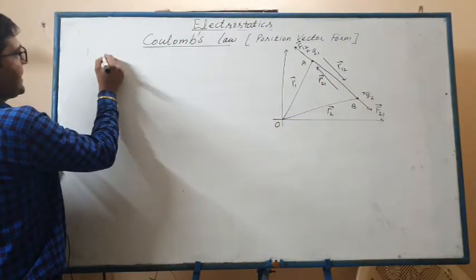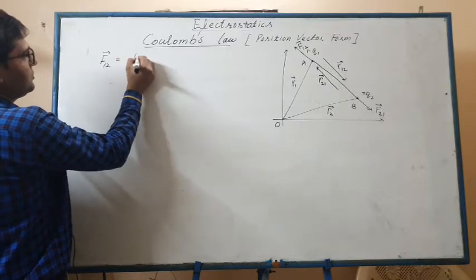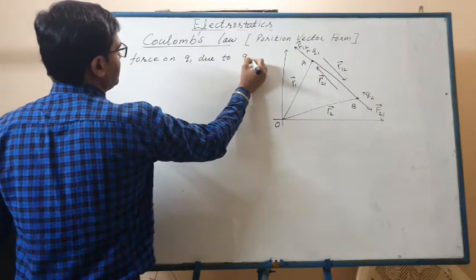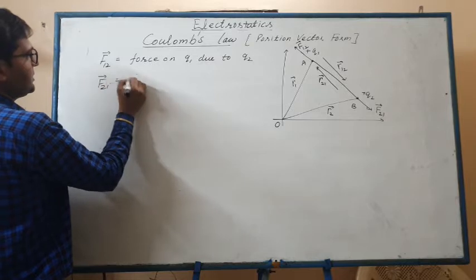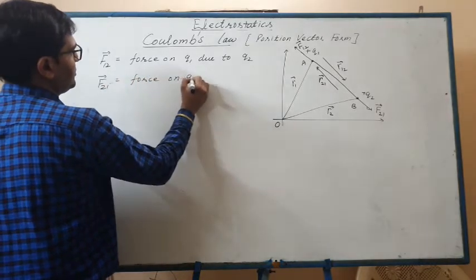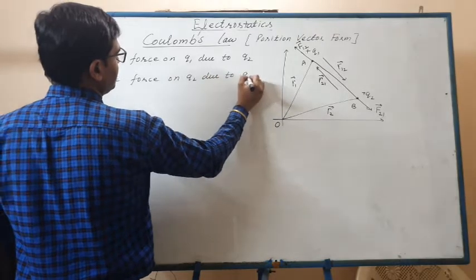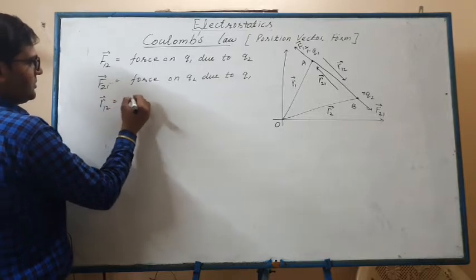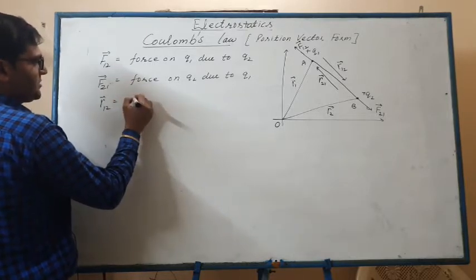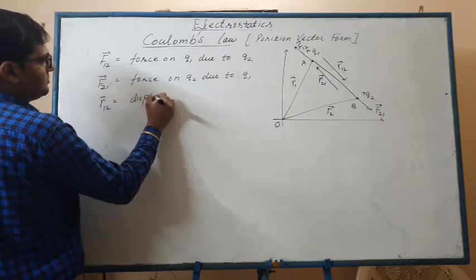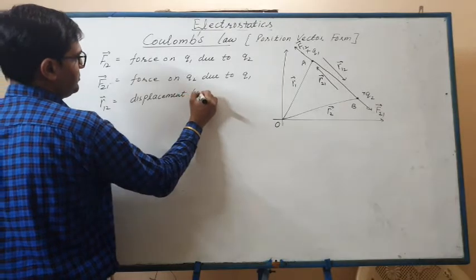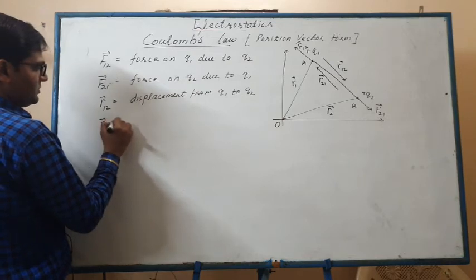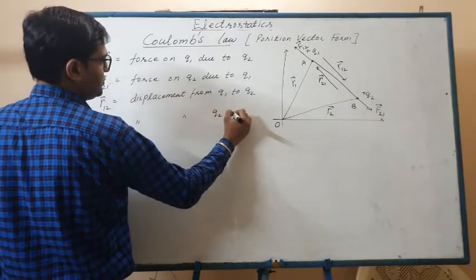So F12 is equal to force on Q1 due to Q2. F21 is force on Q2 due to Q1. And in a similar manner we have R12, that is displacement from Q1 to Q2, R21, that is equal to displacement from Q2 to Q1.